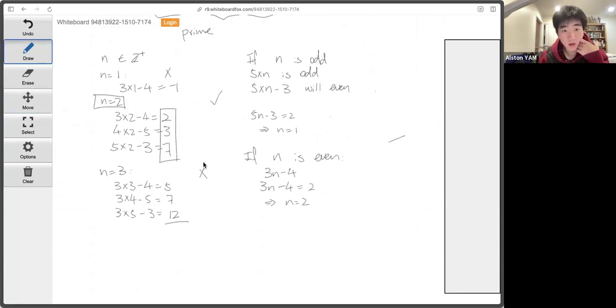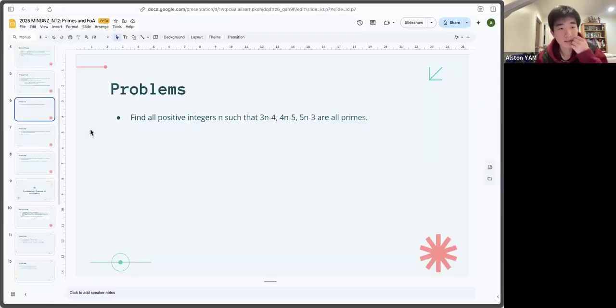We have proved that n equals 2 really is a solution. And that is all the solutions from just this little analysis over here. All right. Let's go to the next problem.